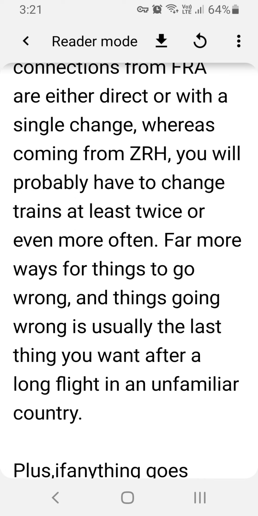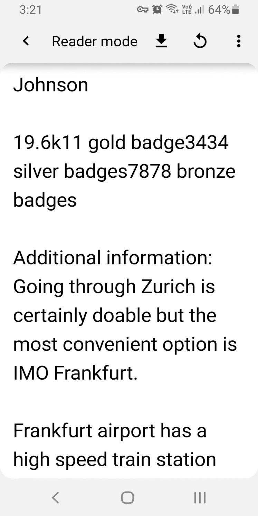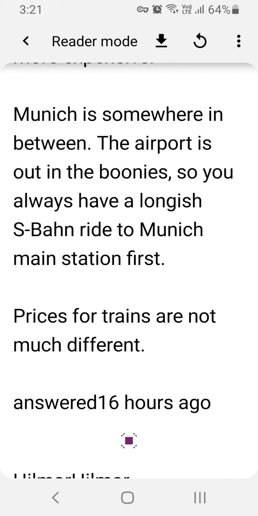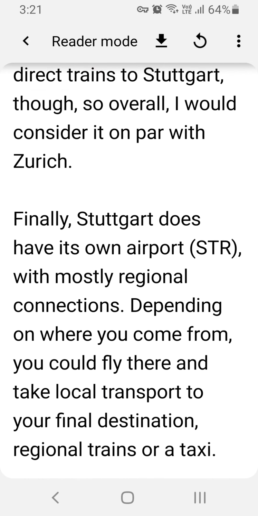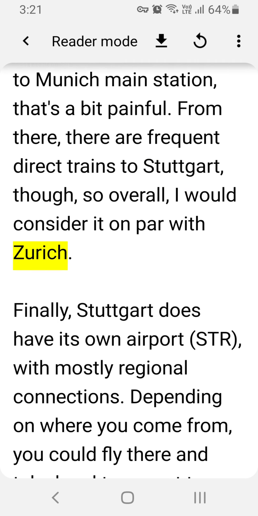Especially since your flight might be delayed, just buy a flexible ticket and hop on the first train. Munich Muck is so far out of the way that you first have to take a train to Munich main station, that's a bit painful. From there are frequent direct trains to Stuttgart though, so overall, I would consider it on par with Zurich.